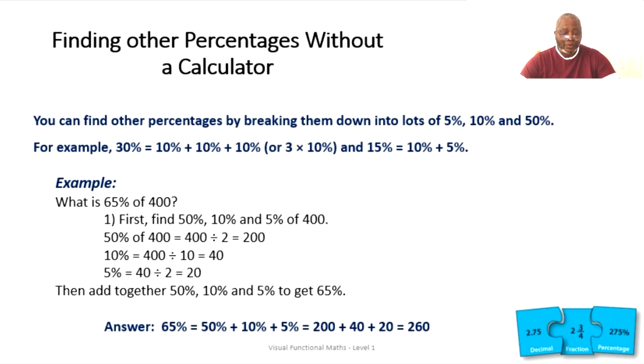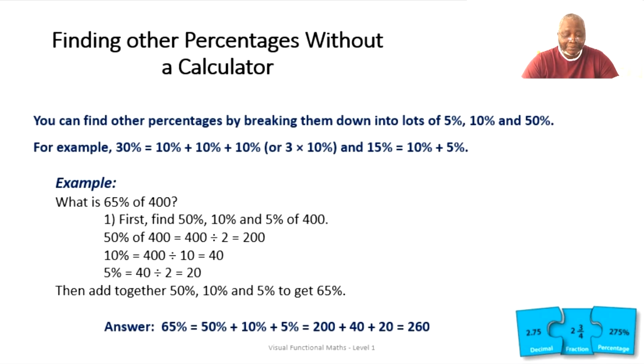Example, what is 65% of 400? How would you do that? I would find 50% first, then I'll find 10%, and then I'll find 5%, because it's easy. All of that calculation is about just dividing by 2. Let's see if I'm right.